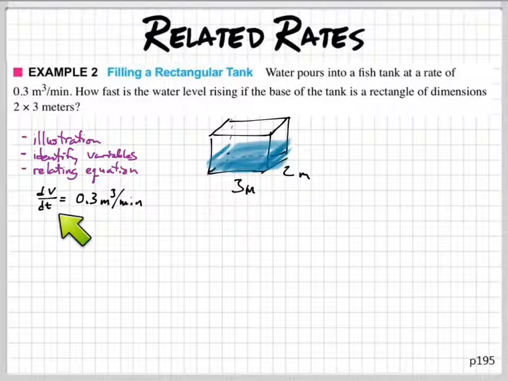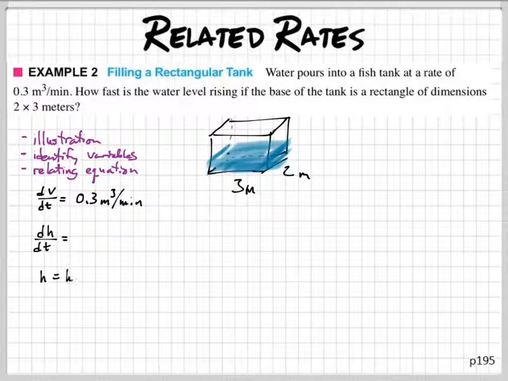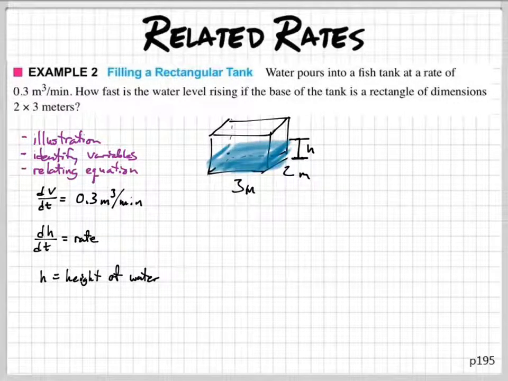So that's the rate that it gives you. But what is it that we want? It says how fast is the water level rising? So that's a rate right there. How would you label that one? Sure, dH over dt. Now since we're busting out an h here, let's label what h is. H is the height of water. This is not the height of the tank itself. This is the height of the water. So h would be from here to here. So dH over dt is the rate of change in height of water.